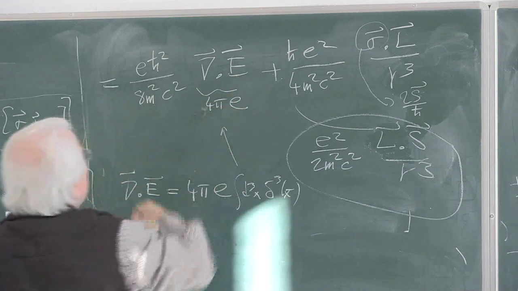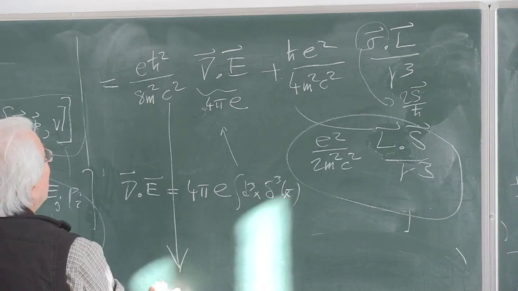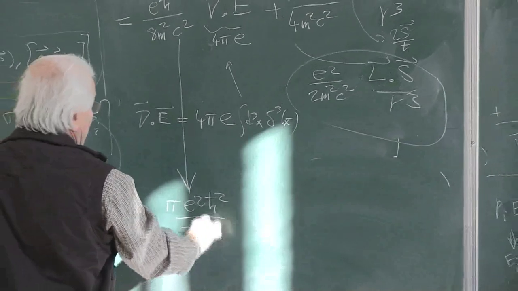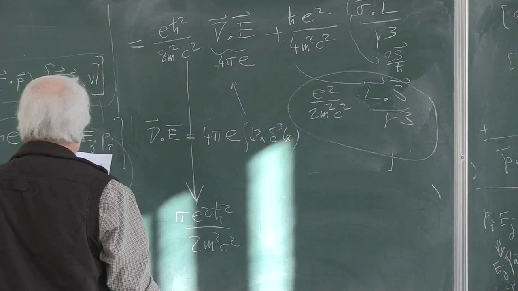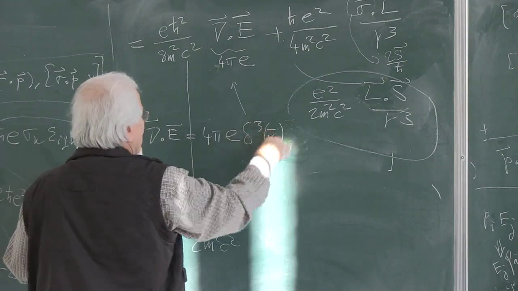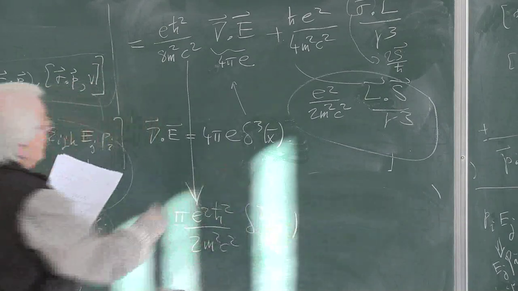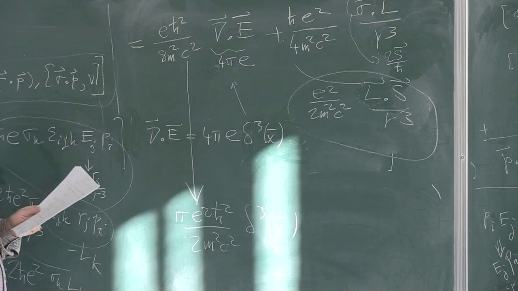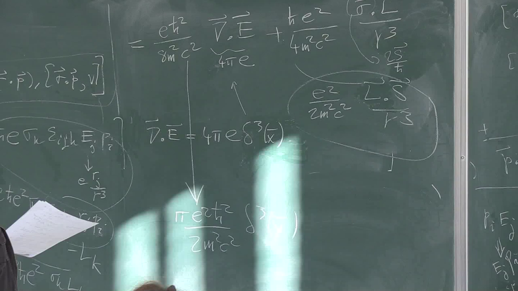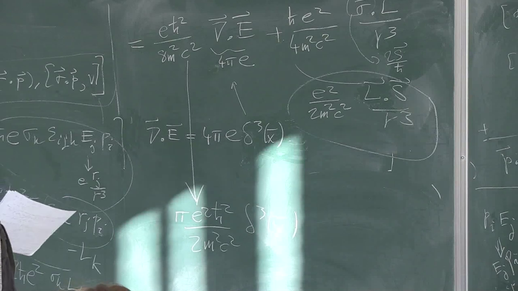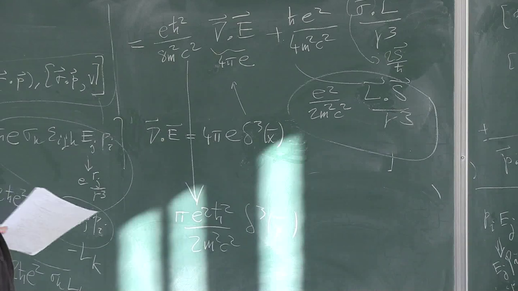So if I write this 4 pi E up, then the first term becomes pi E squared h bar squared divided by twice m squared c squared, times delta cube x. This is the equation for the positively charged nucleus, 4 pi e times the delta cube x from your electrodynamics. Is this the correct Darwin term? Yeah, it's the correct Darwin: pi e squared h bar squared divided by 2 m squared c squared, delta cube x.